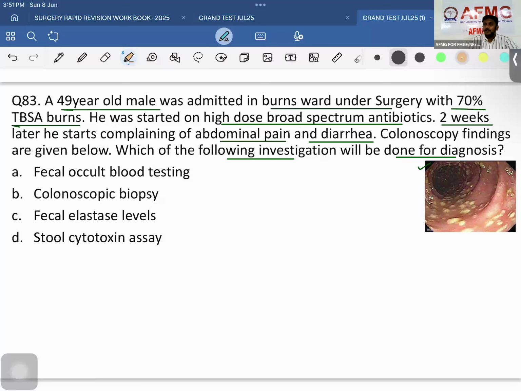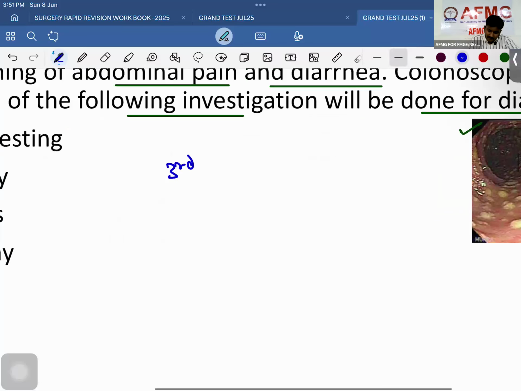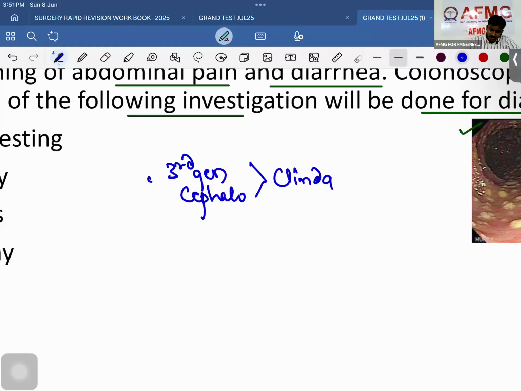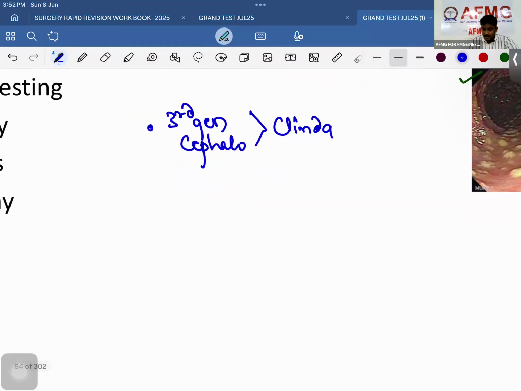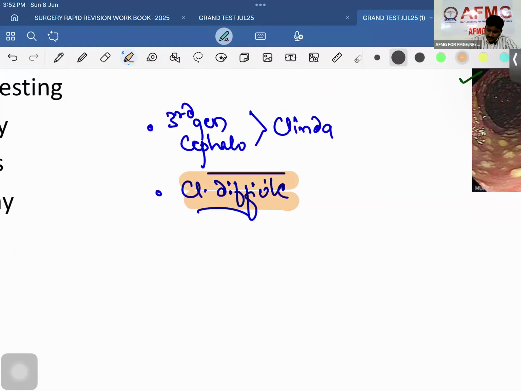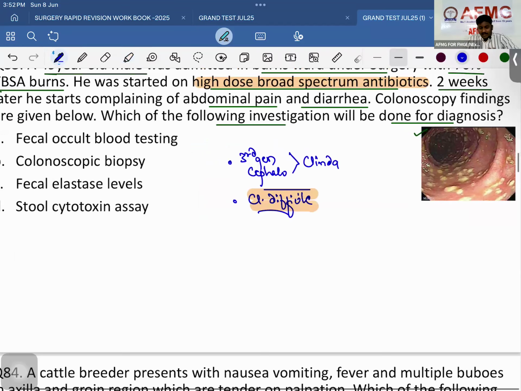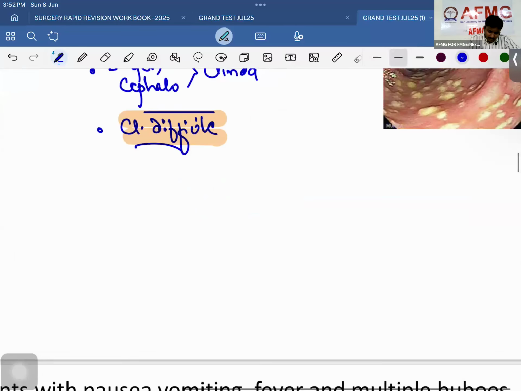Hmm? Very good. It is a case of pseudomembranous colitis. Broad spectrum antibiotics like ceftriaxone or clindamycin will be given to the patient. When we give third generation cephalosporins or drugs like clindamycin, the normal bacteria of the intestines are killed and a pathogenic organism known as Clostridium difficile is going to grow. This Clostridium difficile releases toxins that cause inflammation, called pseudomembranous colitis.